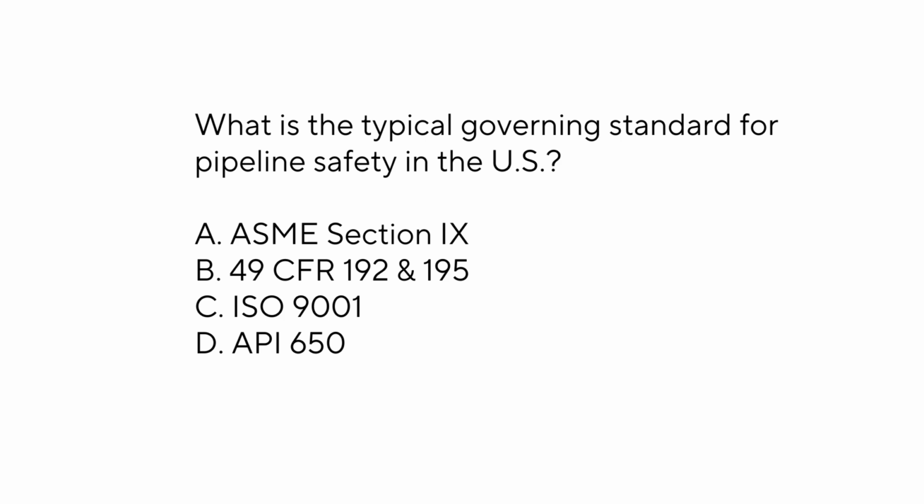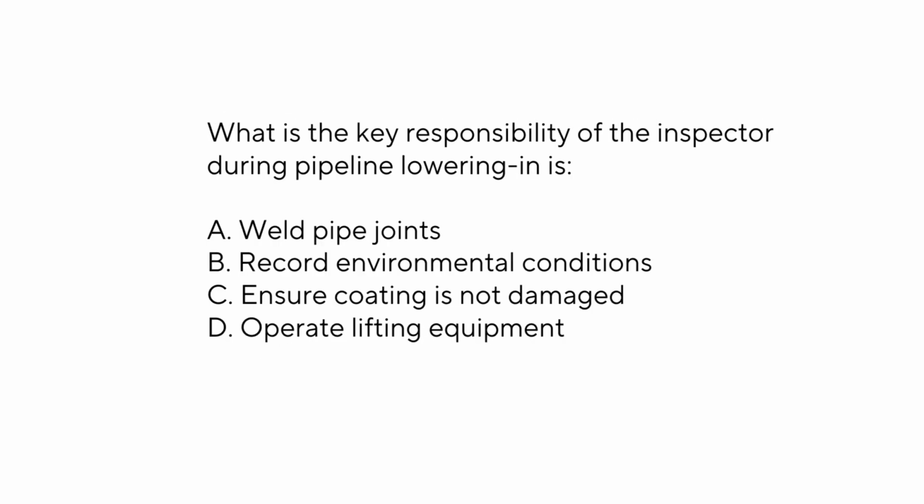What is the key responsibility of the inspector during pipeline lowering-in? A. Weld pipe joints. B. Record environmental conditions. C. Ensure coating is not damaged. D. Operate lifting equipment. Answer: C. Ensure coating is not damaged.